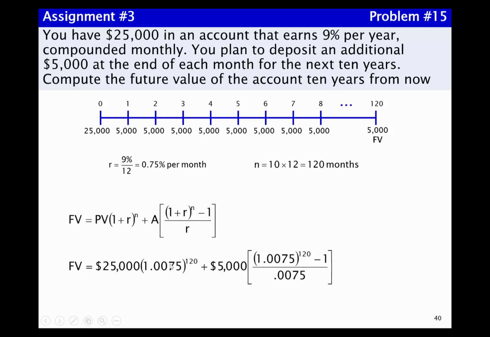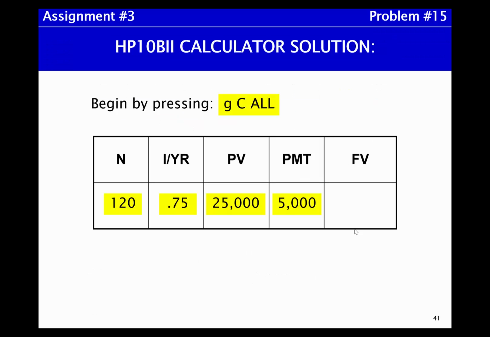25,000 times 1.0075 to the 120th, from time 0 out to month 120. And then the future value of the annuity, 5,000 times 1.0075 to the 120th minus 1 over 0.0075. That's taking the future value of every one of these payments, 1 through 120, monthly payments. And we get those future value amounts and we add them together and we get a future value of $1,028,855.31.